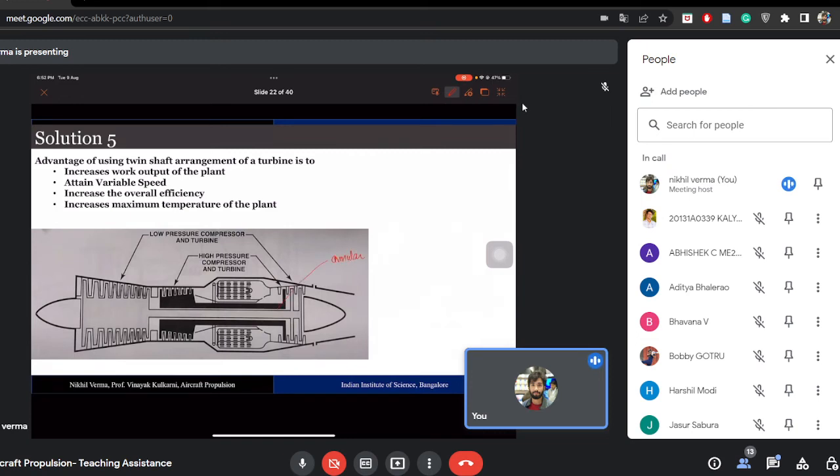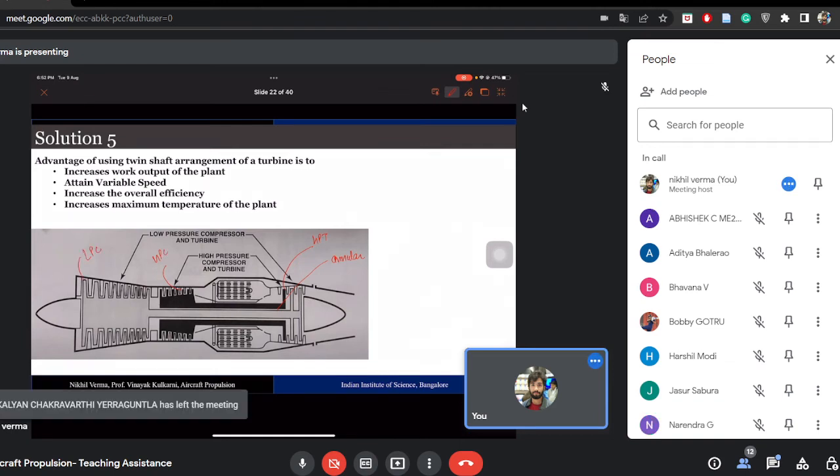This is known as the high pressure turbine. This is the high pressure compressor. This is the low pressure turbine, the low pressure compressor. These are coupled together, and this process is known as spooling. Basically, this is required so that they can attain variable speeds. I think there was a problem in this question with the answer mentioned.